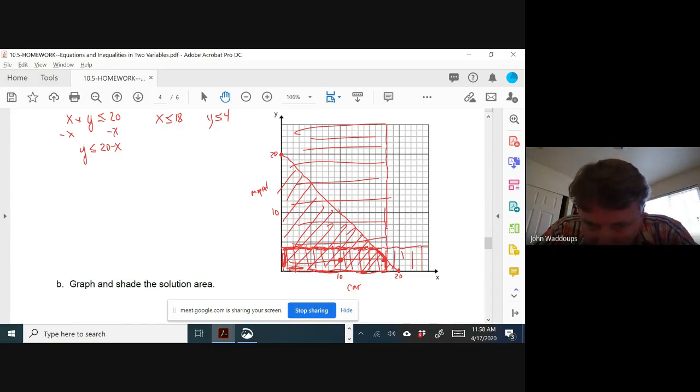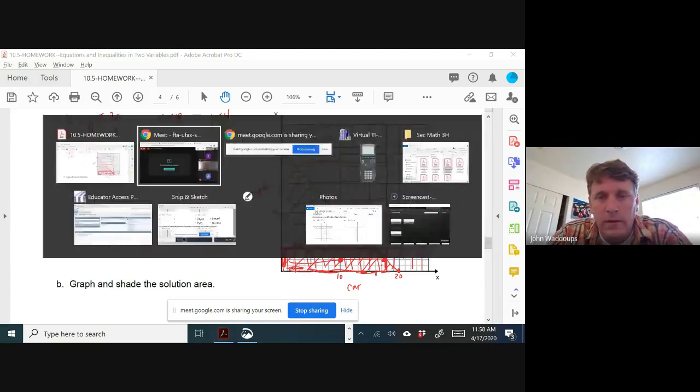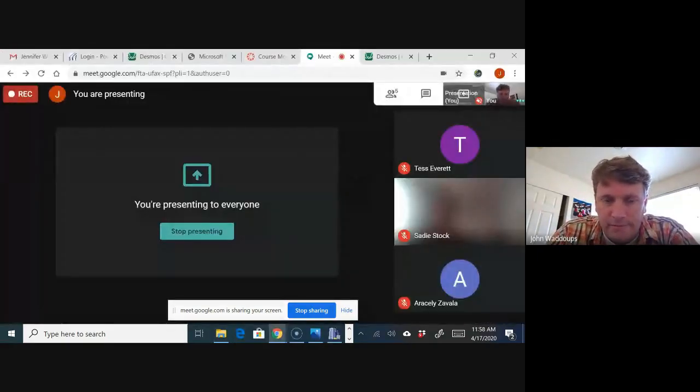Or she wanted 4 here and 16 here, which is this other point. That'd be 4 gallons in the moped and 16 gallons in the car, and she's used all of the 20 gallons that she has available. And that's that. What do you think?